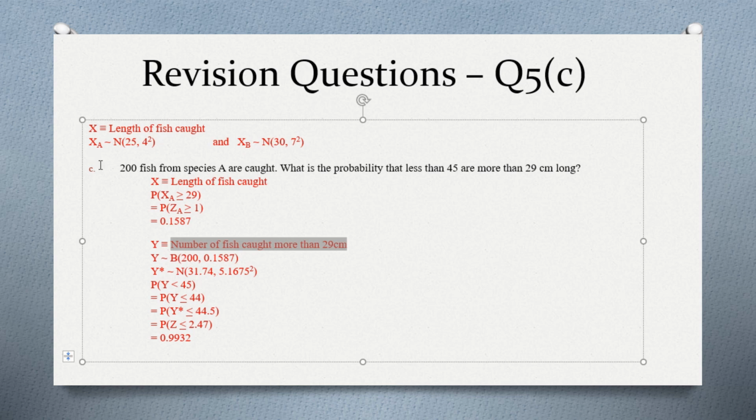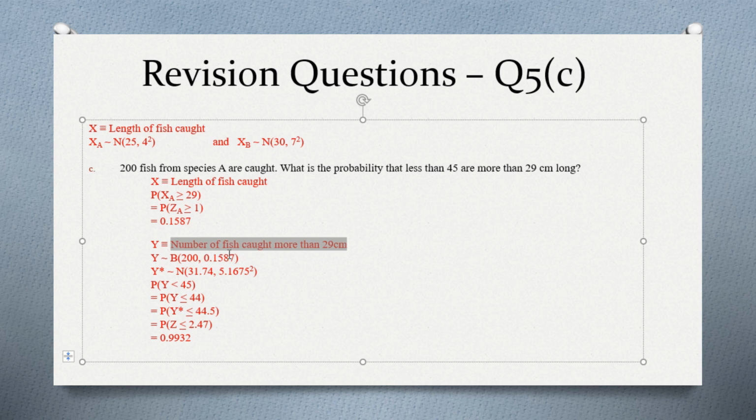N is 200. Do you see it from here? The N is 200. My P must be the probability of the fish caught more than 29 cm. Since this is A, I'll be using the normal distribution for A. So more than 29. This is normal distribution. It becomes more or equal to 29. You change it to z-score. 29 minus 25 I will use for A, okay? Divide by 4, you will get 1. Your z-score will be 1. So z more equals to 1. The probability is 0.1587 goes inside here.